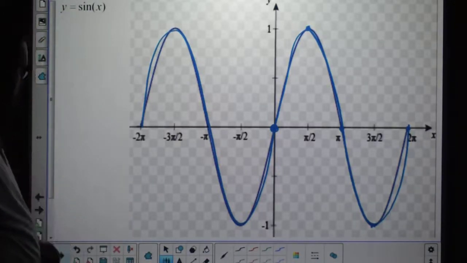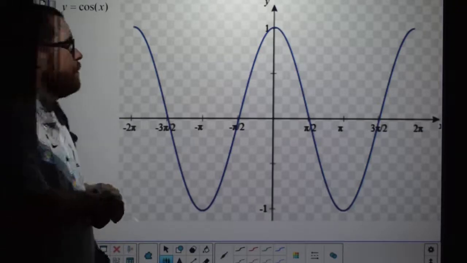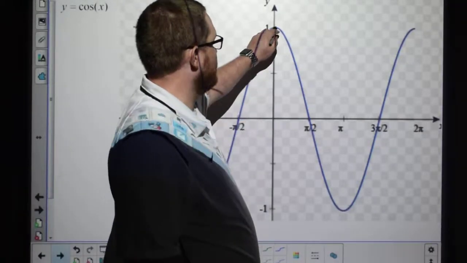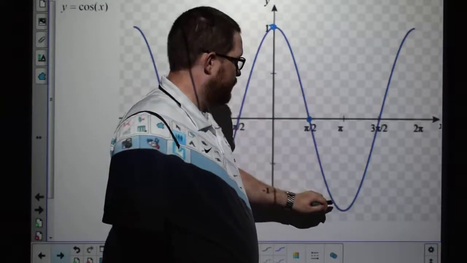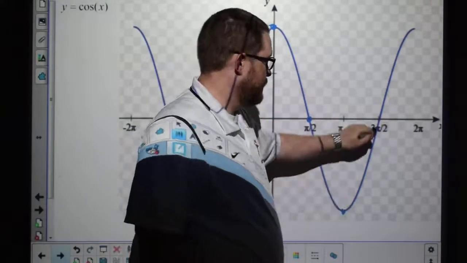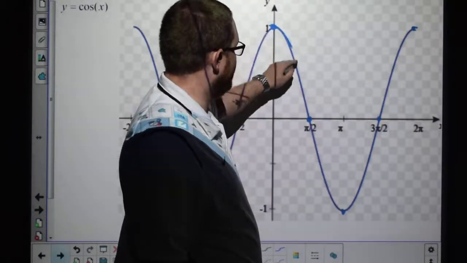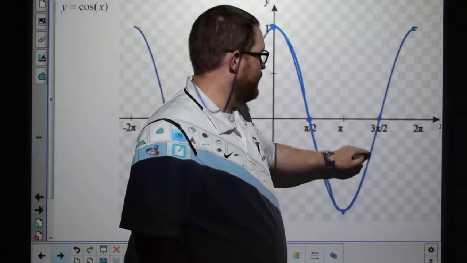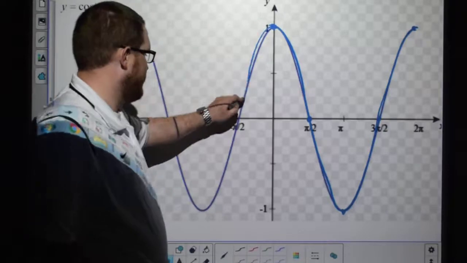Okay? Cosine looks very similar. It's still a wave. But instead of starting at 0, it starts at 1. Because it can't go up, it's got to go down. Pi over 2, pi, 3 pi over 2, 2 pi. So its period is still 2 pi because once it gets back up here, it would repeat. Same thing on the back side, it just goes like this.